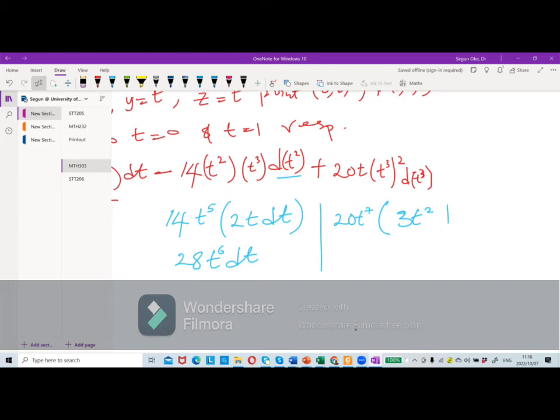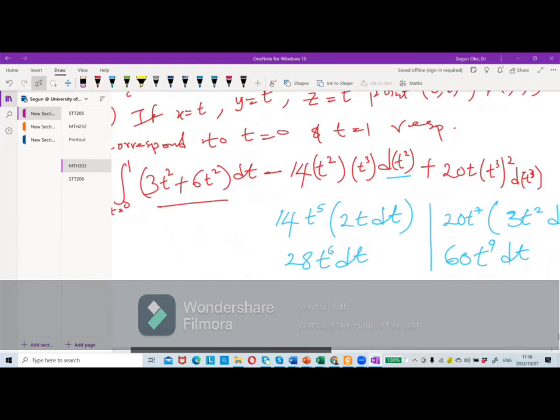3t squared dt. So at the end of the day, you have 60t^9 dt. Do you agree? Yes, sir. So let's now go back to our equation and solve them and put it there.